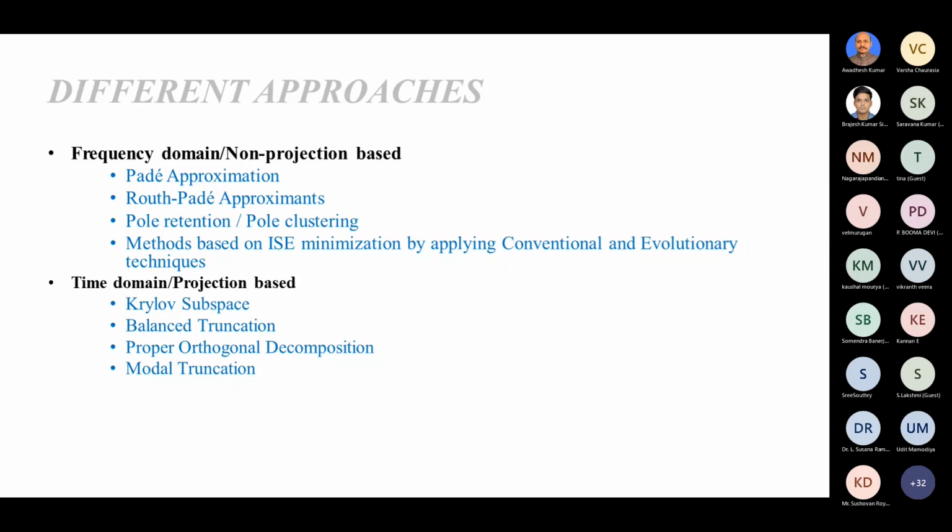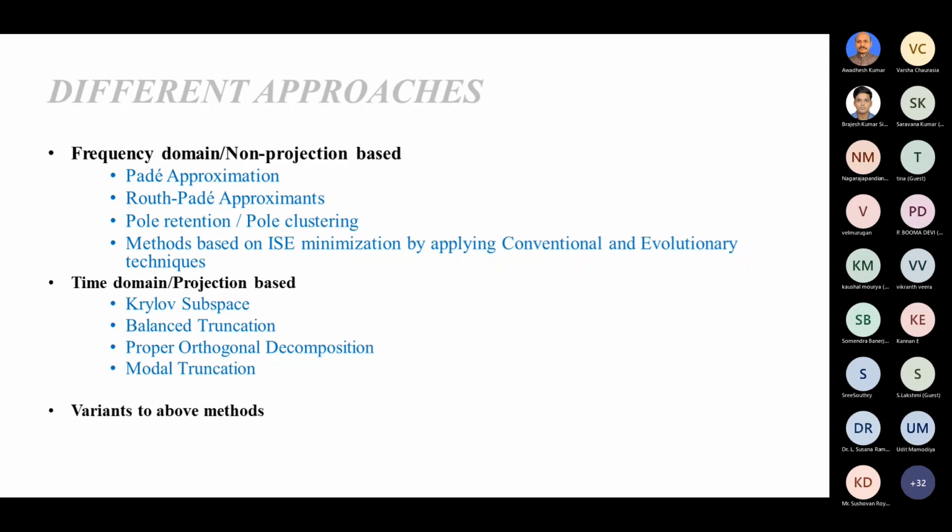So Krylov subspace method, balanced truncation method, proper orthogonal decomposition method, or modal truncation. We'll discuss the projection based methods more, and what we'll do is discuss Padé approximation and Routh-Padé approximation, try to see one example also, and we'll do the Krylov subspace method in detail, and then if time permits, we'll go for balanced truncation, proper orthogonal decomposition, and modal truncation methods.